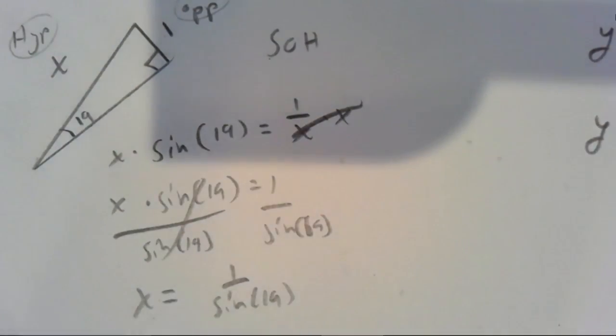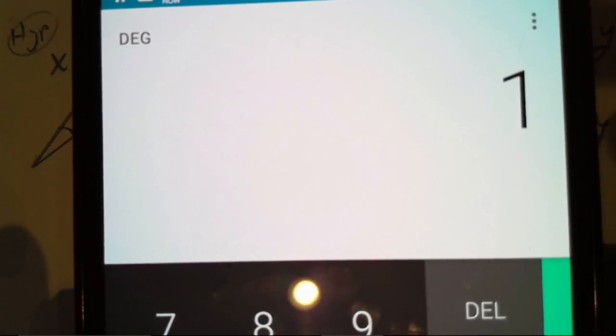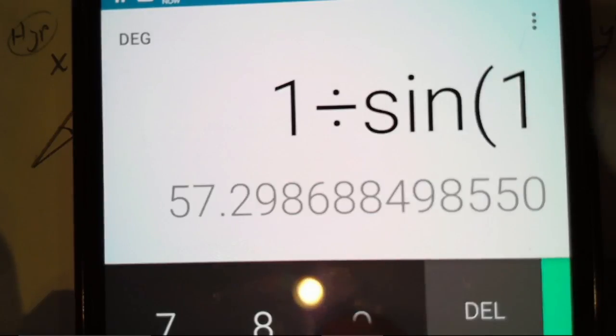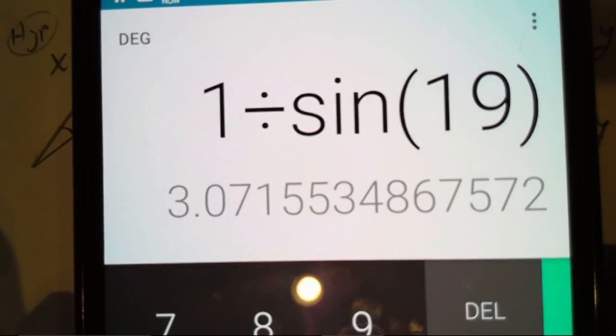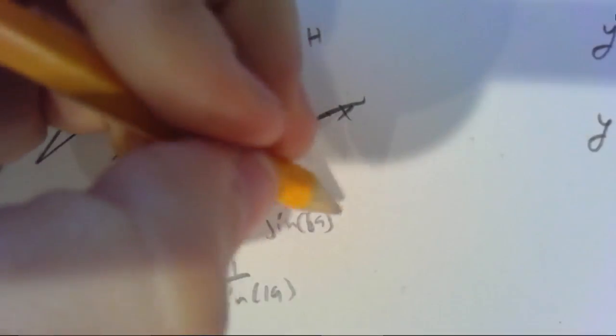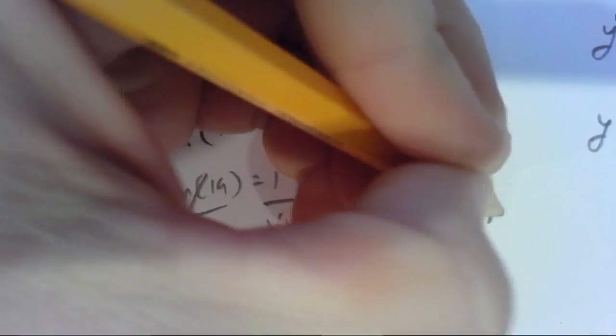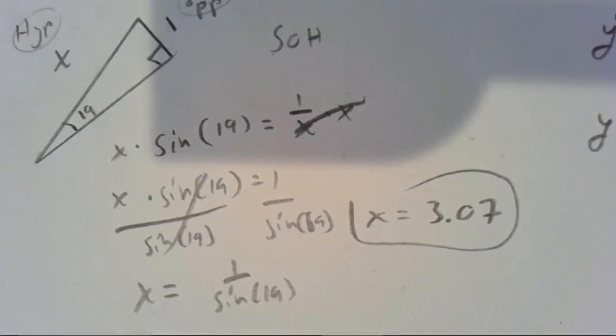If I plug that into my calculator, 1 divided by sine 19, I get 3.07. So my answer for this question is x equals 3.07. Whew. That only took me about a minute and a half, 90 seconds. Let's do one more.